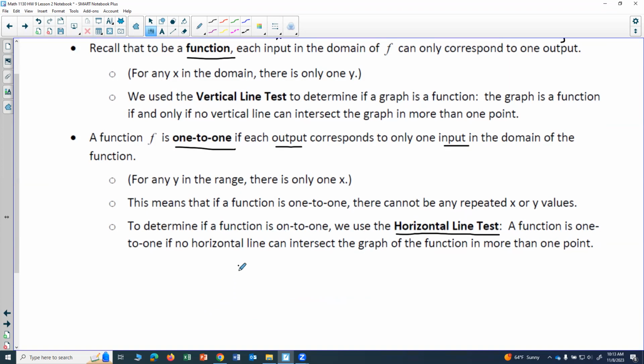Say I had this graph that was a cubic, so y equals x cubed. This passes the vertical line test because no matter where I draw a vertical line, it's only going to touch the graph in one spot. And it also passes the horizontal line test because anywhere I draw a horizontal line, it would only touch the graph in one spot. So this is an example of a one-to-one function.